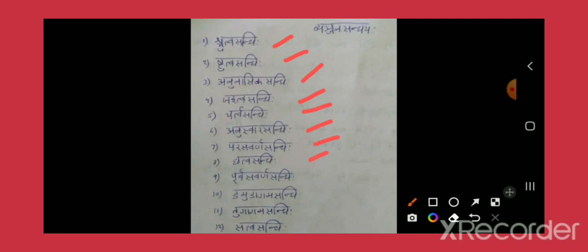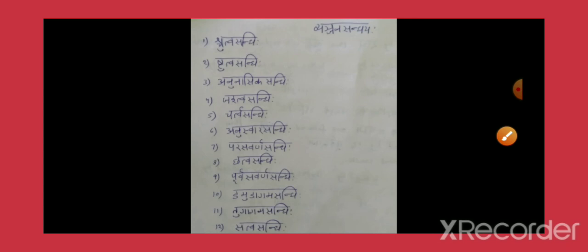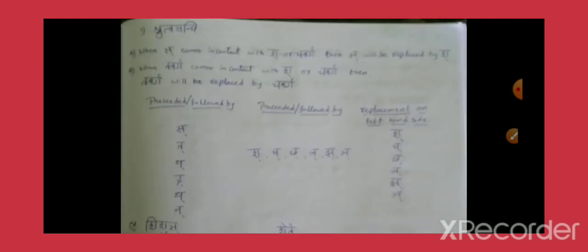eighth one is Chatva Sandhi, ninth one is Purva Savarna Sandhi, 10th one is Damudagama Sandhi, 11th one is Tugagama Sandhi, and the last one is Sattva Sandhi. These are the 12 types of consonant Sandhis, which are called Vyanjana Sandhayaha. Today we will be discussing the first consonant Sandhi, which is Schutva Sandhi. In the further classes we will be seeing the other consonant Sandhis. So let's see the definition of Schutva Sandhi.